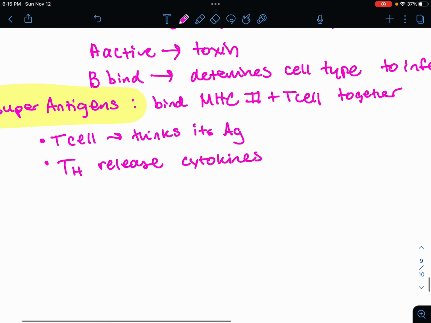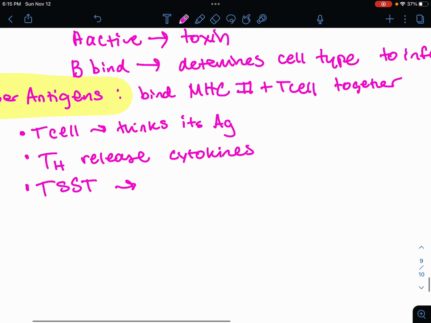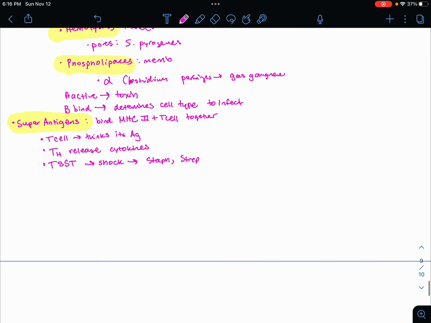This is going to cause toxic shock syndrome toxin, so TSST. And then, of course, this is going to be caused by staph and strep. But guess which species of strep? Streptococcus pyogenes. Again.